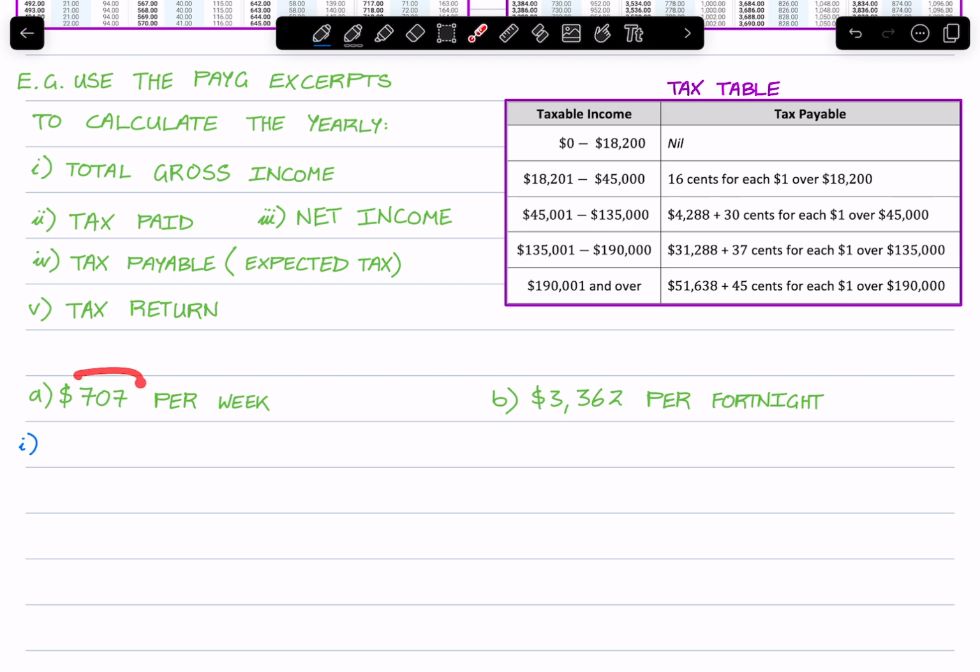Let's take a look at this person's total gross income. So how much income was this person supposed to earn if tax were not applied? Well, this is a little bit straightforward. It's just this amount, $707, multiplied by the times he's paid. Since it's weekly and we are assuming that this person works every week of the year, we multiply this by 52.